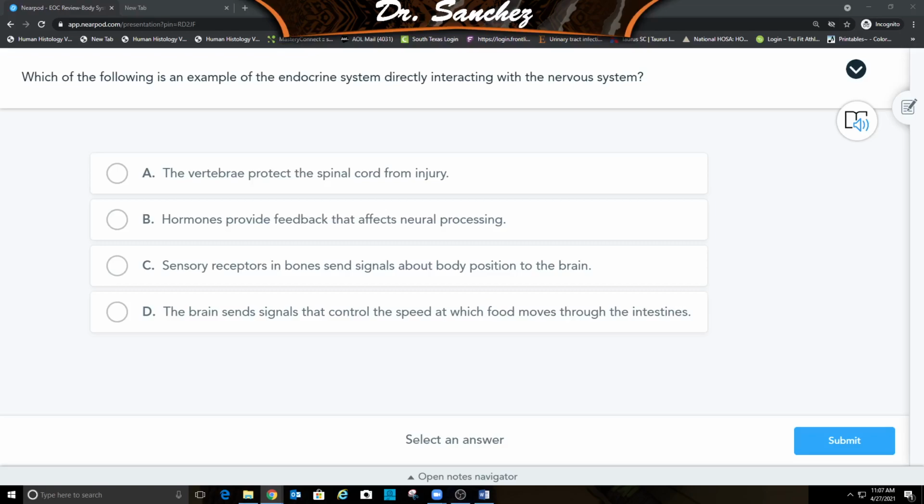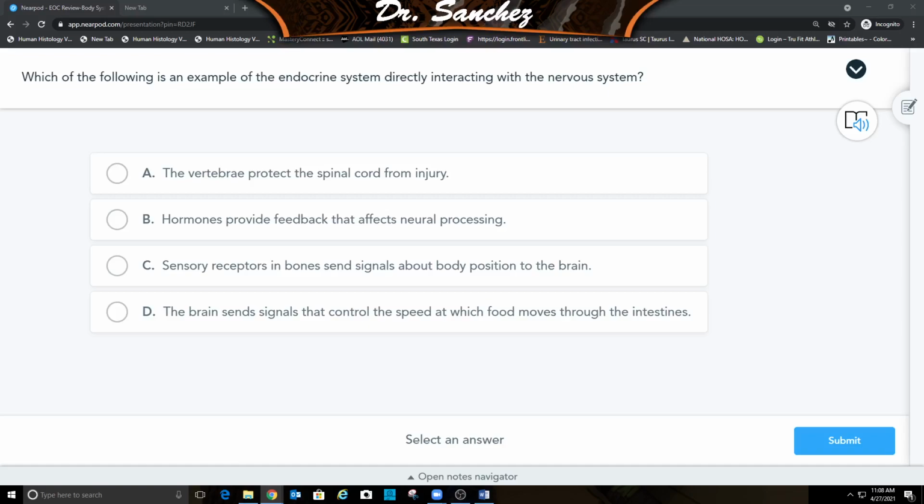Hormones provide feedback. Yes, they do, right? We'll stop there. Hormones do provide feedback. They're the ones that say either go work or don't go work, right? Now, the second part says that it affects neural processing. Does it affect the way your brain decides to do things? Yes, it does. So would that be endocrine system and nervous system then? Yeah, good. So far we have the answer, apparently. Let's check the other ones.